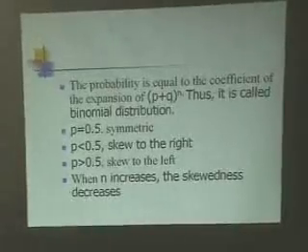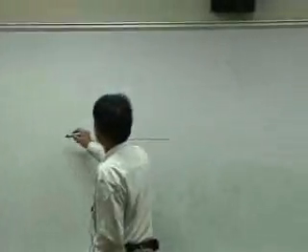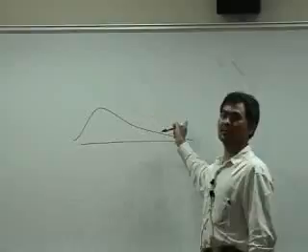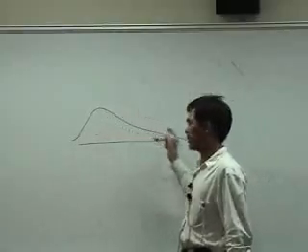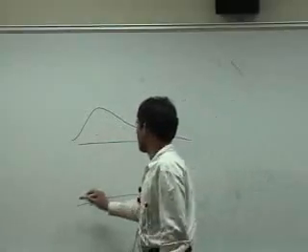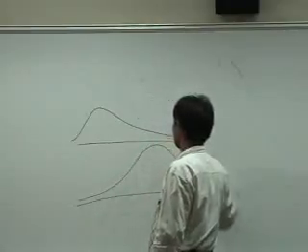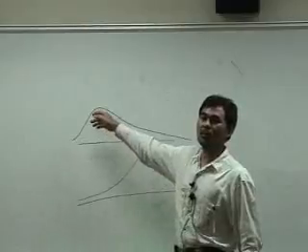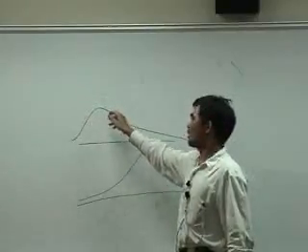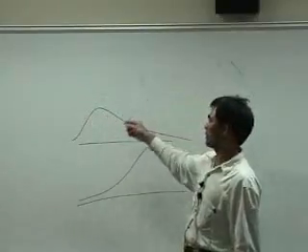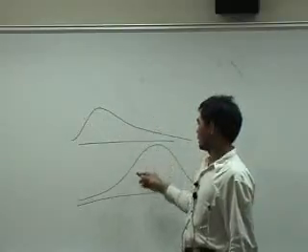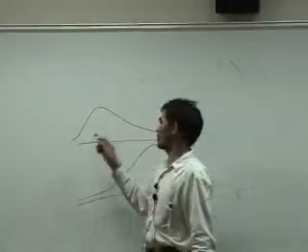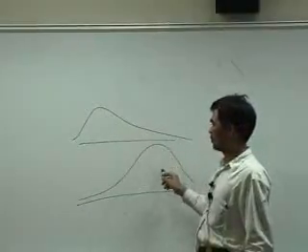Okay, so this kind of distribution we call skew to the right. And this kind of distribution is skew to the left. So this one, the slope is to the right, so this is skew to the right. This one, the slope is to the left, so it is skew to the left. Okay, skew to the right, skew to the left.